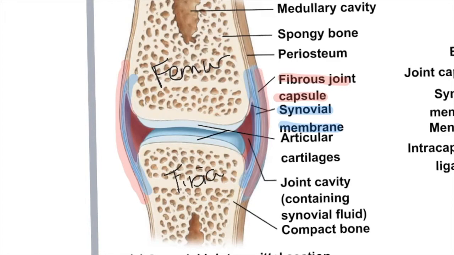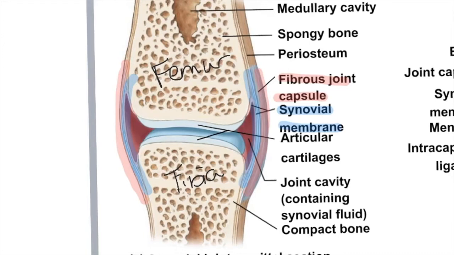Now, you guys remember what articular cartilages are, right? They're found on the ends of the long bones. Made of? Hyaline cartilage, right. So they're like a remnant of that hyaline cartilage, what that bone started out as, okay? And then we have the joint cavity, which is just inside that synovial membrane and that joint capsule.